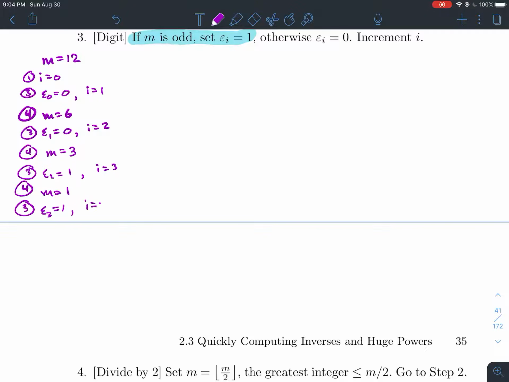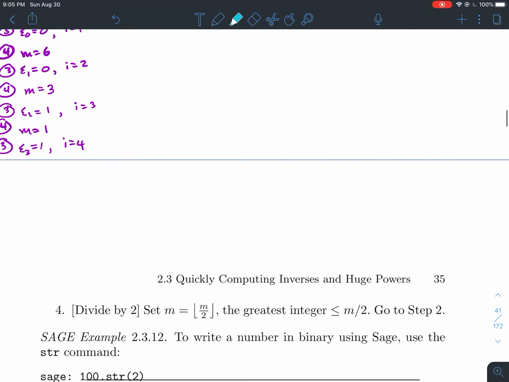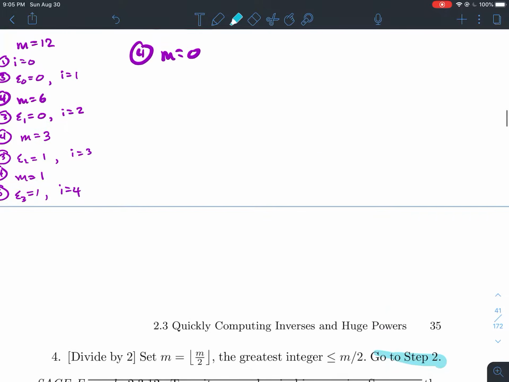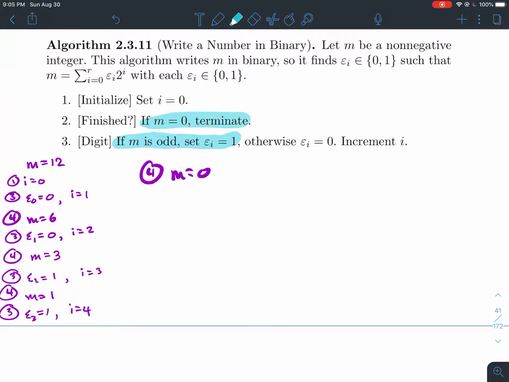And now I would set i equal to 4, but when I go to divide my m, oops, that wasn't what I wanted to do. When I go to step 4, the floor of 1 over 2, the floor of a half, is 0. So my new m is 0. Finally, when I go to step 2, if m is 0, terminate, right? Don't go to step 3. So that means we're done.